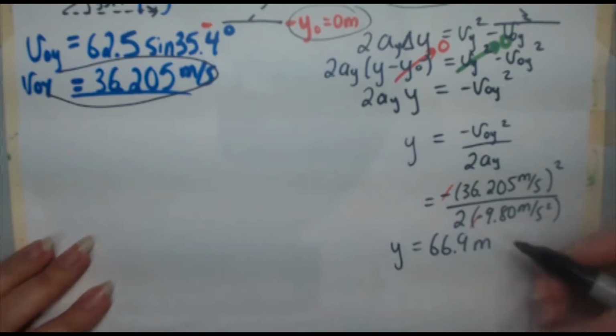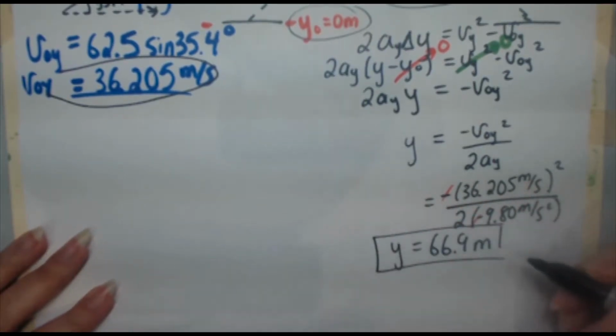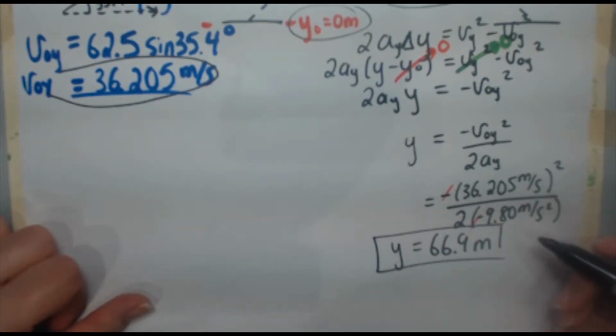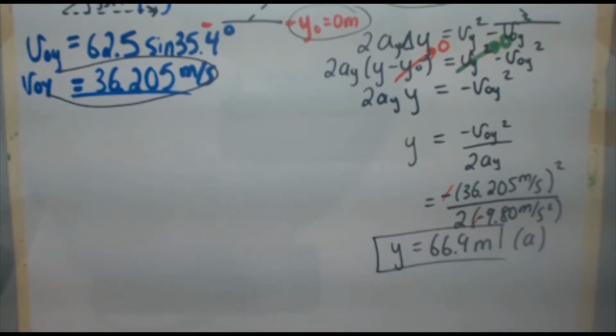66.9 meters. Okay, so there is your maximum height, and the problem does want us to give it to 3 sig figs since both 62.5 meters per second and 35.4 degrees have 3 sig figs. So there is your answer for part A. Okay, so we're 25% of the way through the problem.